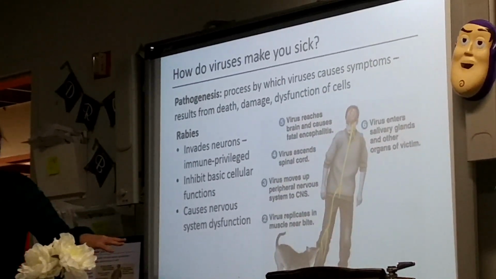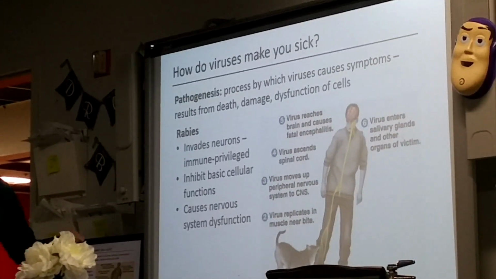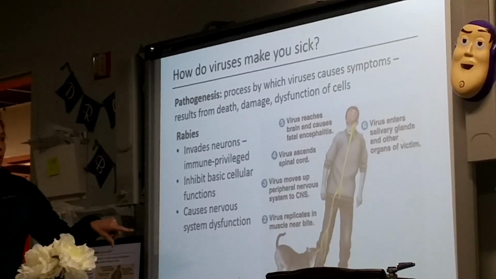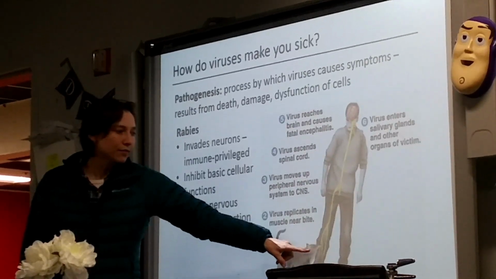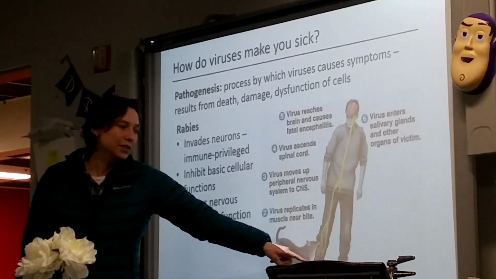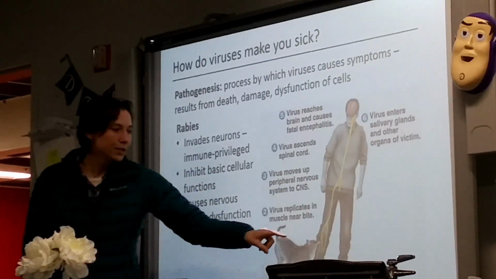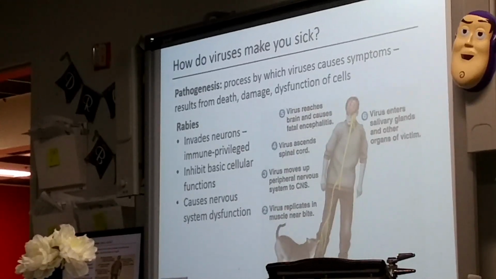So I wanted to give you a simple example of a virus that you're at least familiar with, and hopefully have never experienced, which is rabies. So why does rabies make you sick? That's because when you get a bite from an animal that's infected, the saliva has the virus in it. It gets into the muscle and eventually into the nervous system.